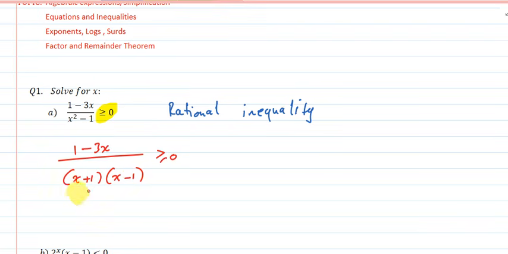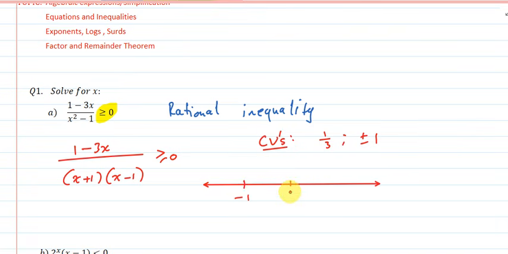Remember, we have restrictions for the denominator. X values cannot be equal to minus 1 and plus 1. So if we solve this, we have three critical values. If you solve the numerator equal to 0, the critical value is 1/3. From the denominator as well, we get plus and minus 1. So if you write them in order on the number line, we get minus 1, 1/3 and 1.